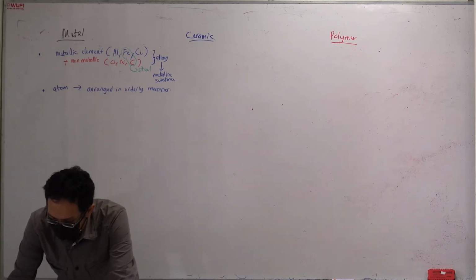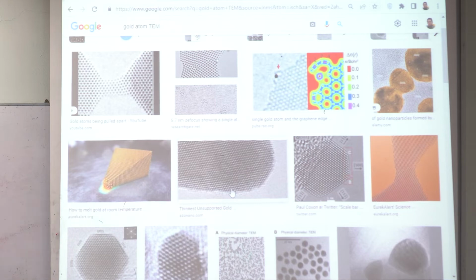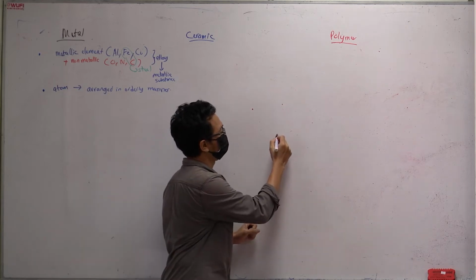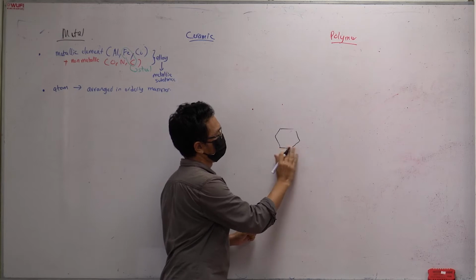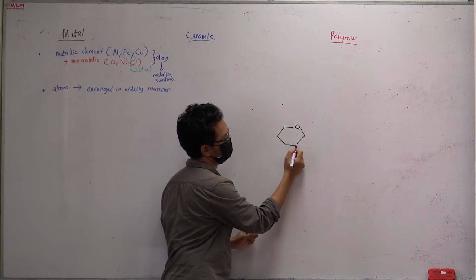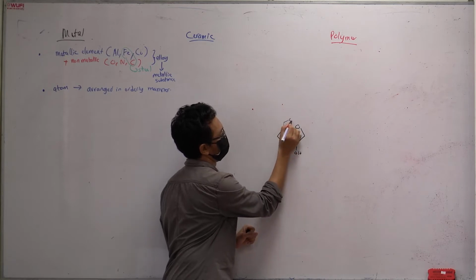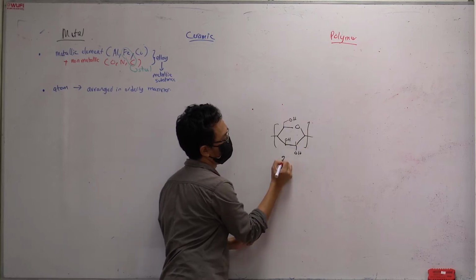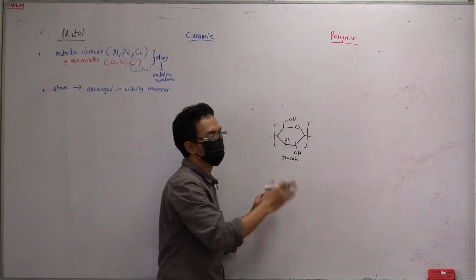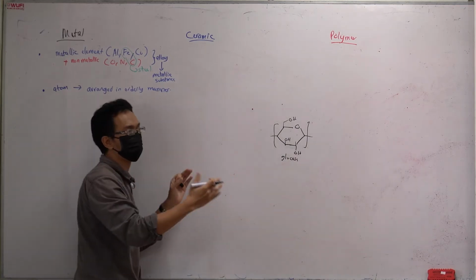And then it's relatively dense. Polymers can also have an order. For example, let's say you have something like this, glucose. You can have this repeat unit again and again, so you can have a pattern repeating. That is also a pattern, arranged in an orderly manner.